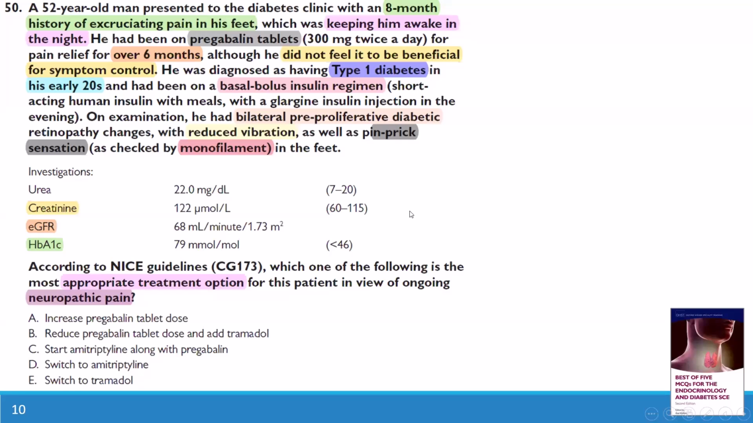Yes. If one drug from the first line therapy is not effective or not tolerated, we should switch. And if amitriptyline is not effective, we should switch to another drug.